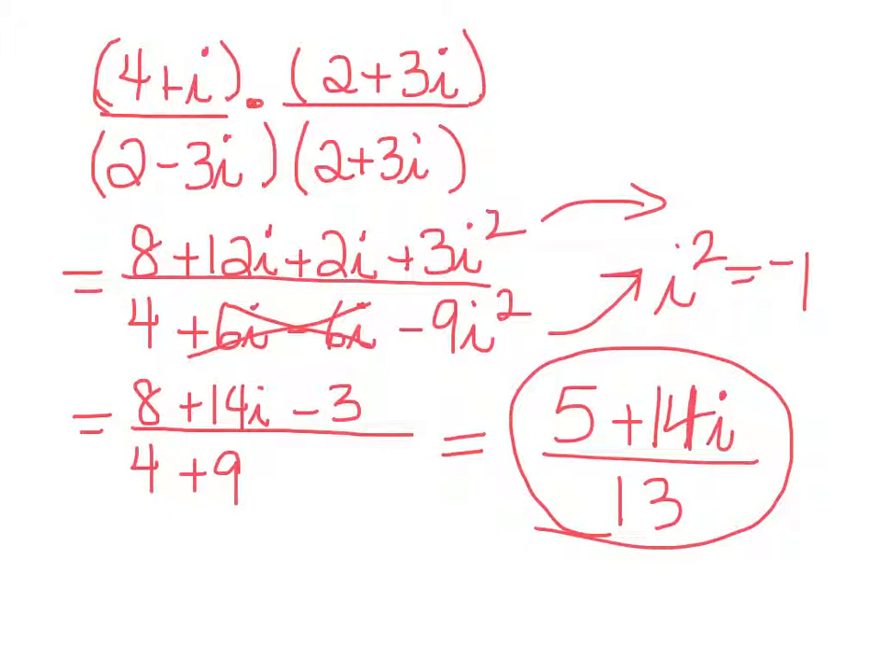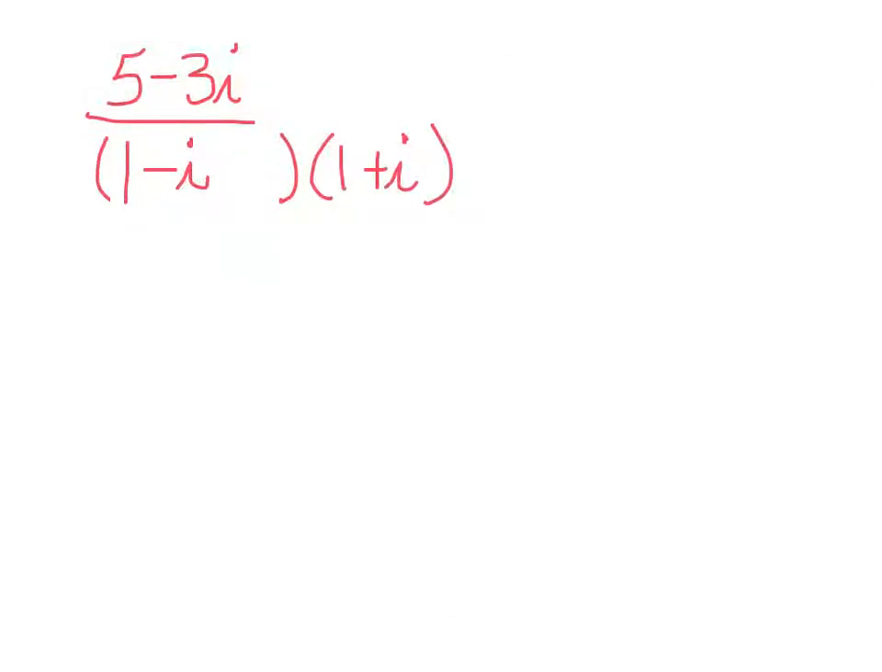Okay, so let's try just one more example of division. Alrighty, so let's say we have 5 minus 3i, and that's being divided by 1 minus i. Like in the last problem, multiply by your conjugate of the bottom, okay? And make sure that you repeat the same process up in the numerator as well.